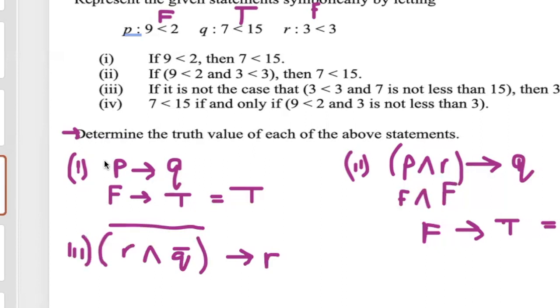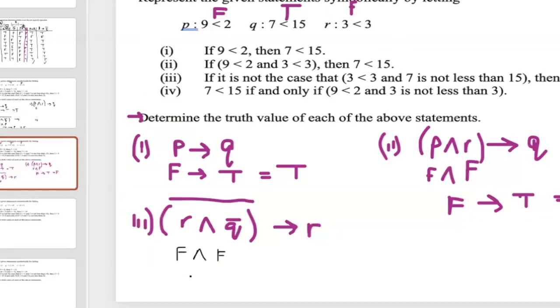So let's go ahead and work this out. R represents false, and negation of Q is a negation of true, which is false. False and a false is a false, but negating it, I will get a true. So this becomes a true. Implies R, which is false. So true implies false is a false.